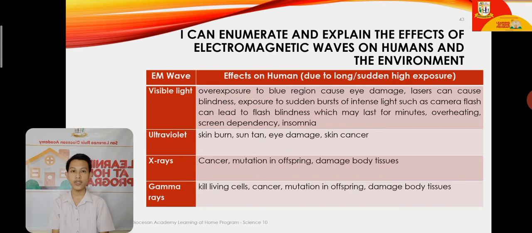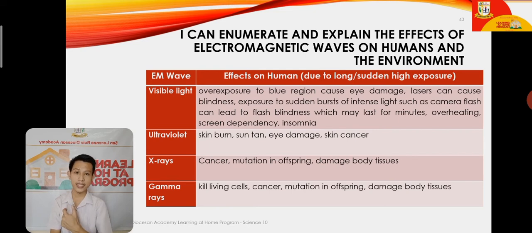Okay? Next one, ultraviolet. So yan yung nagko-cause ng skin burn. Okay? So kapag sobrang exposed sa sunlight, magkakaroon ng skin burn, suntan or pag-itim, okay, eye damage, kaya hindi dapat tumitingin ng direkta sa araw, and skin cancer kapag malala na yung skin burns na nangyayari sa katawan, or overproduction of melanin na tinatawag.